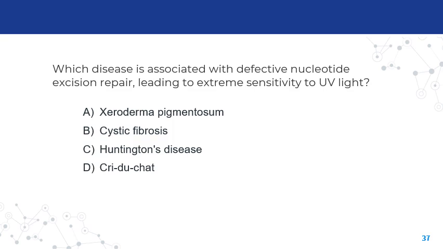Okay, so here, oh, I didn't mention this disease yet. All right, so here you gotta go by elimination. Let's see what happens, right? Which disease is associated with defective nucleotide excision repair that has to do with sensitivity to UV light, and I'll tell you something else. This has to do with the cyclobutane ring of thymidines. Okay? So go by elimination.